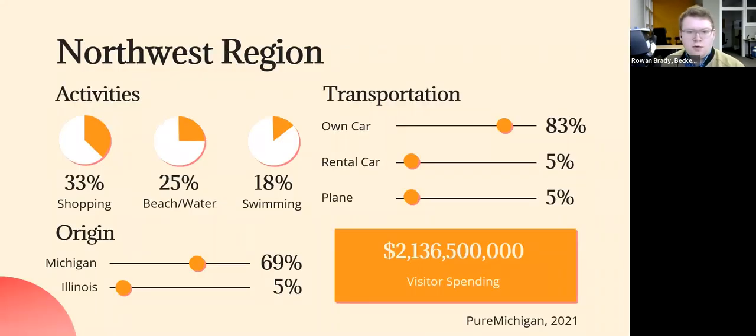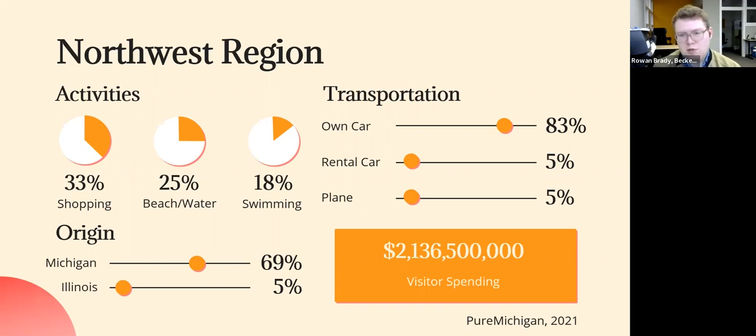Next slide. So beginning with the Northwest region, which includes the 10 counties of Northwest Michigan, about 33% of visitors come into the region for shopping, one quarter come for the beach and water, and 18% come for swimming, which likely overlaps with those beach and water visitors. These 3 activities were the most popular for visitors in 2021, according to a Pure Michigan study.